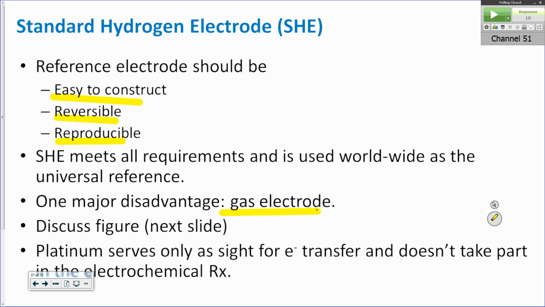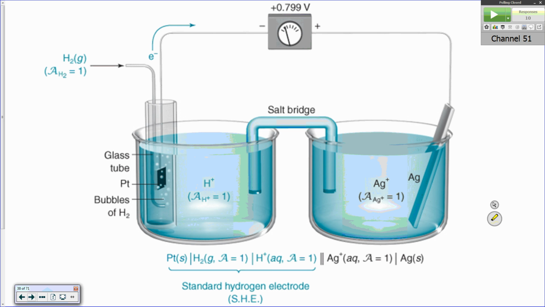It has a disadvantage, and that disadvantage is that it's a gas electrode, so you constantly have to have a flow of gas going into it. Typically, the surface that you use for electron exchange is platinum. It doesn't take part in the electrochemical reaction, therefore it's never consumed. So you can have a very thin sheet of platinum and reuse it for an eternity if you choose. You have hydrogen gas bubbling in at a pressure of 1 atmosphere.